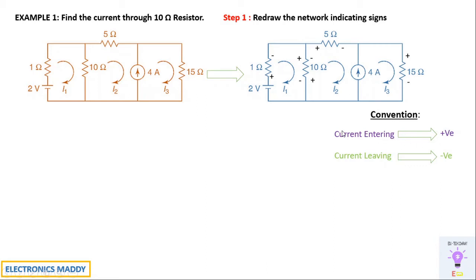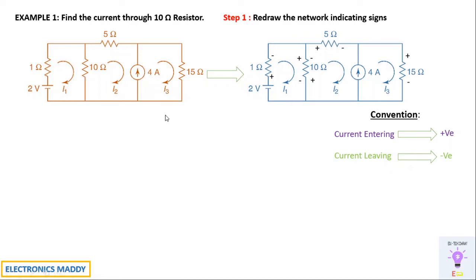Current entering is taken as positive. Whenever a current is entering through a resistor, we'll write it as positive. Whenever it is leaving, we'll take it as negative. So this should be followed throughout. If you are using a different approach, that's still fine. You can have a different convention as well, but we are using this convention. We have also solved a few problems on KVL and KCL. The link is provided in the description. Please do watch if you want to solve more problems on it.